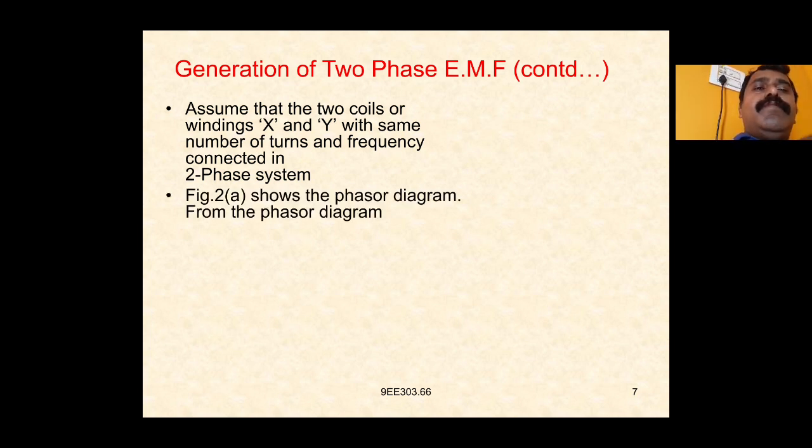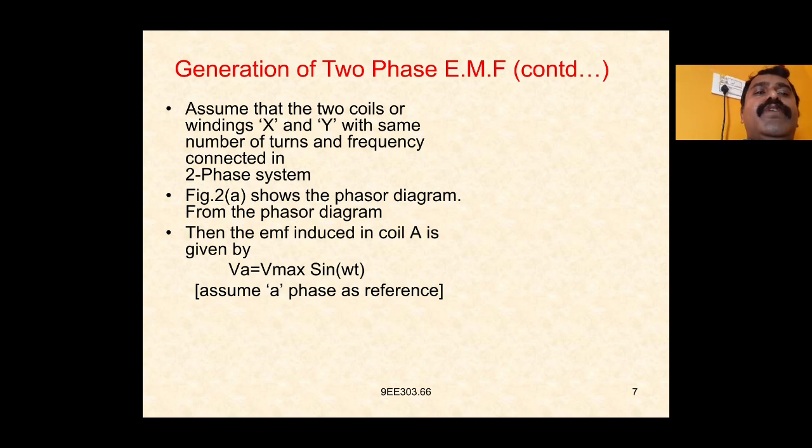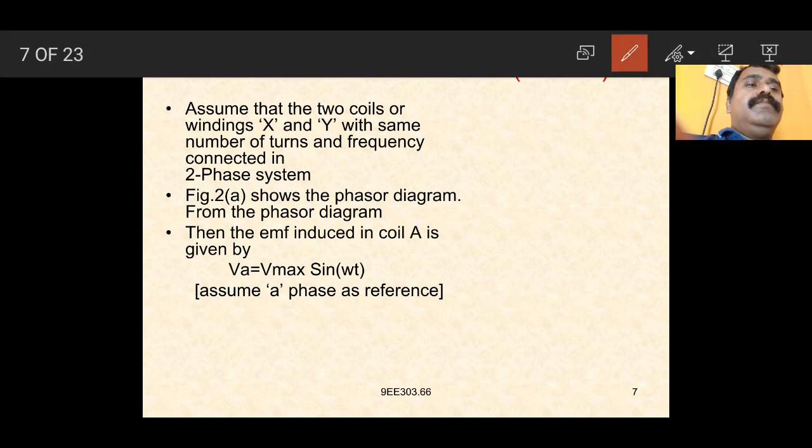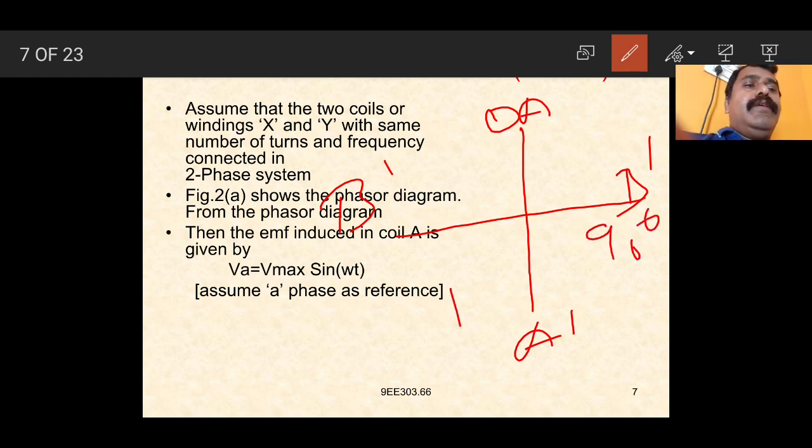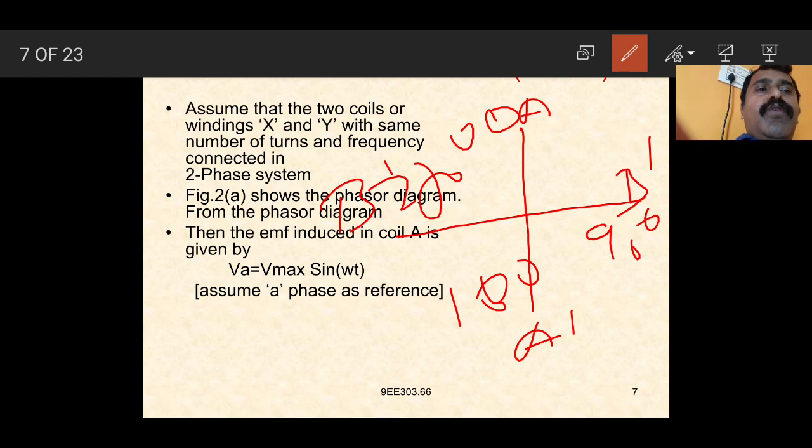Figure A shows the phasor diagram. From the phasor diagram, the EMF induced in coil A is given by VA equals Vmax sin omega t. We can mark A dash and B dash, and assume 0, 90 degrees, 180, 270 and so on. Here the EMF induced in the coil is V equals Vmax sin omega t, where we assume phase A as the reference phase.